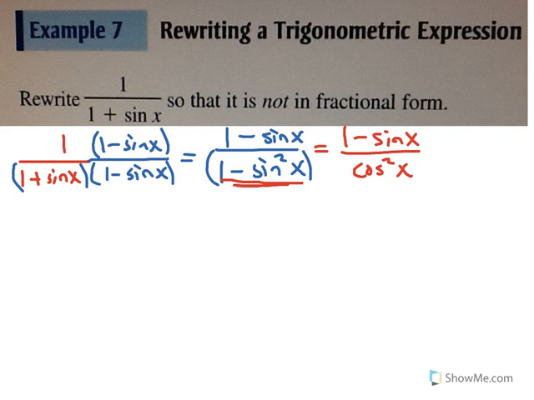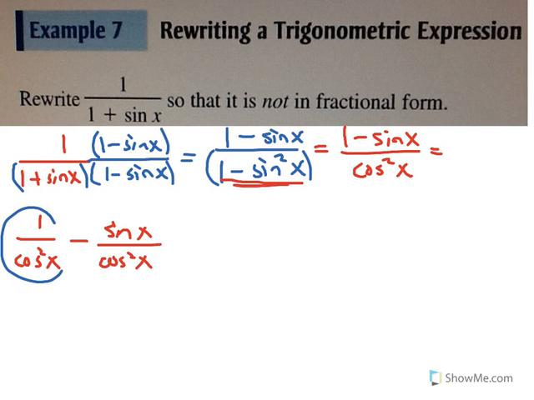Now what I'm going to do is split this up into two fractions, because right now I'm still in a fraction. So when I do that, I get 1 over cosine squared x minus sine x over cosine squared x. Now, the 1 over cosine squared, I can take care of right away, as that's going to become a secant squared x.